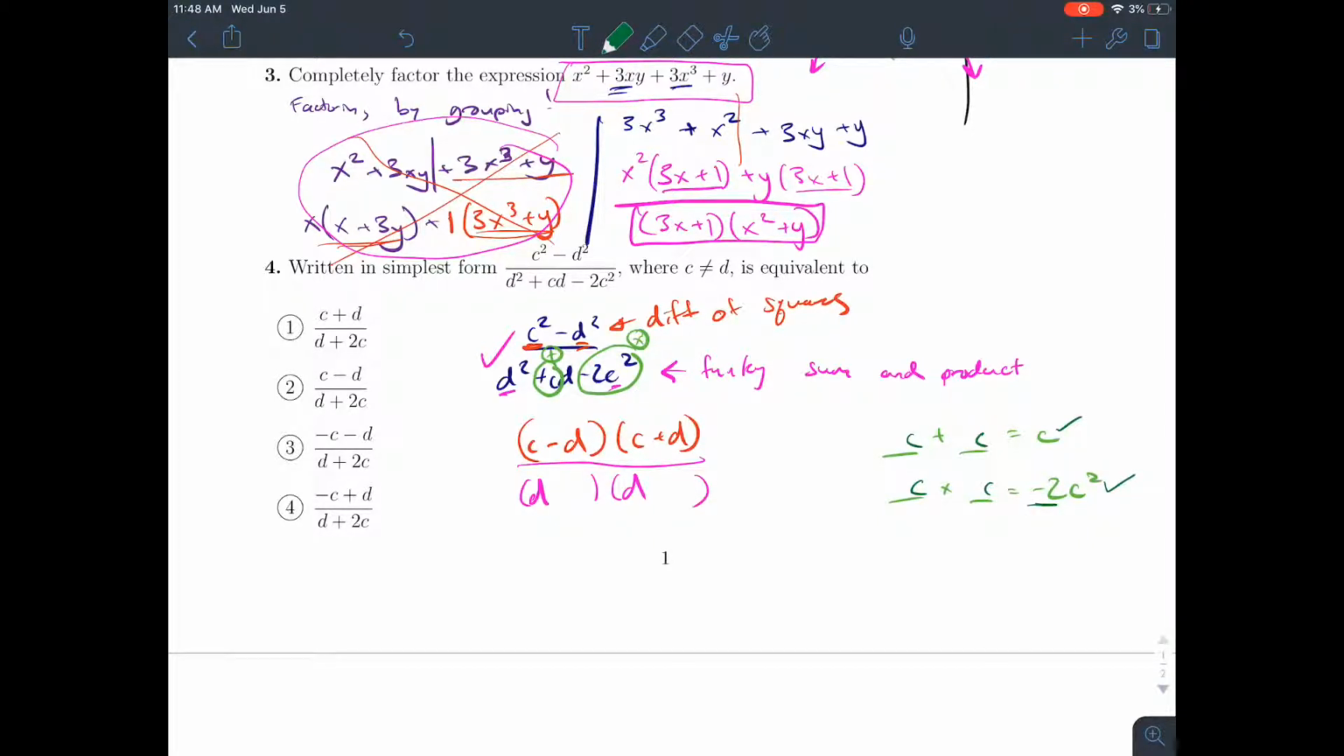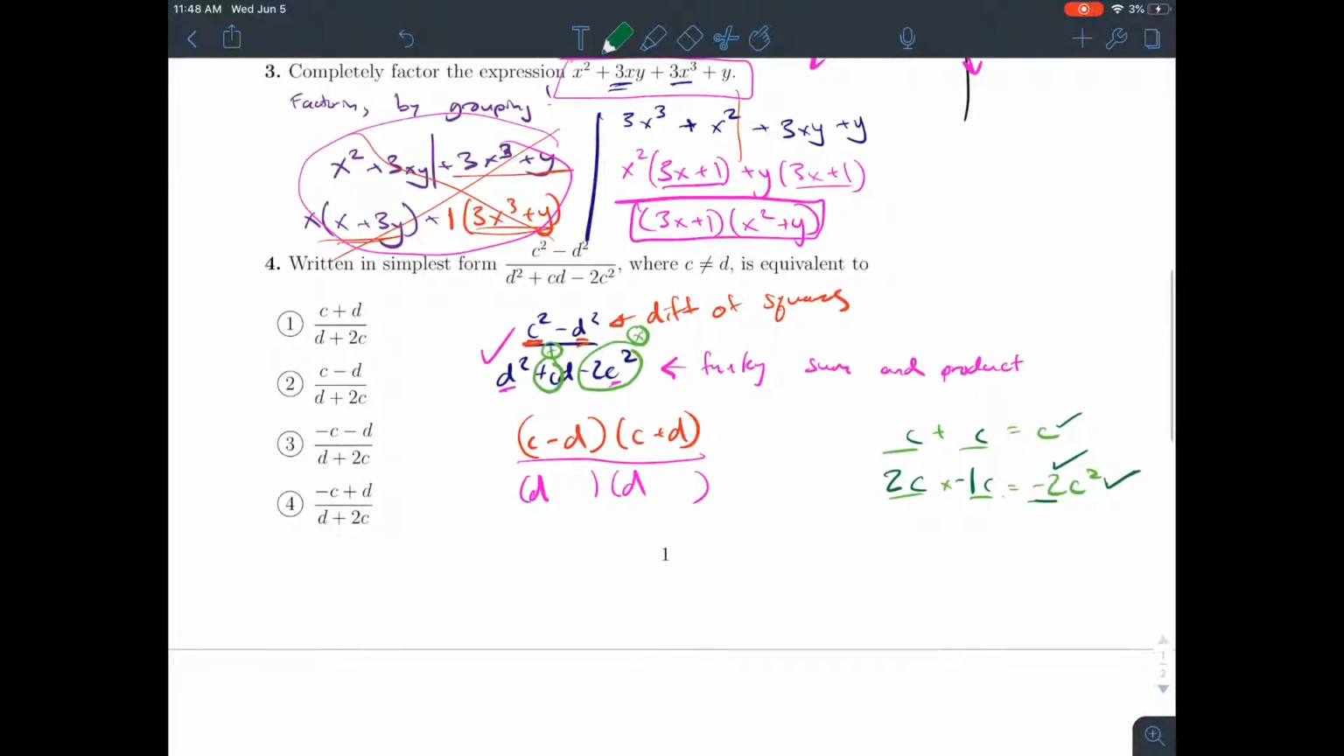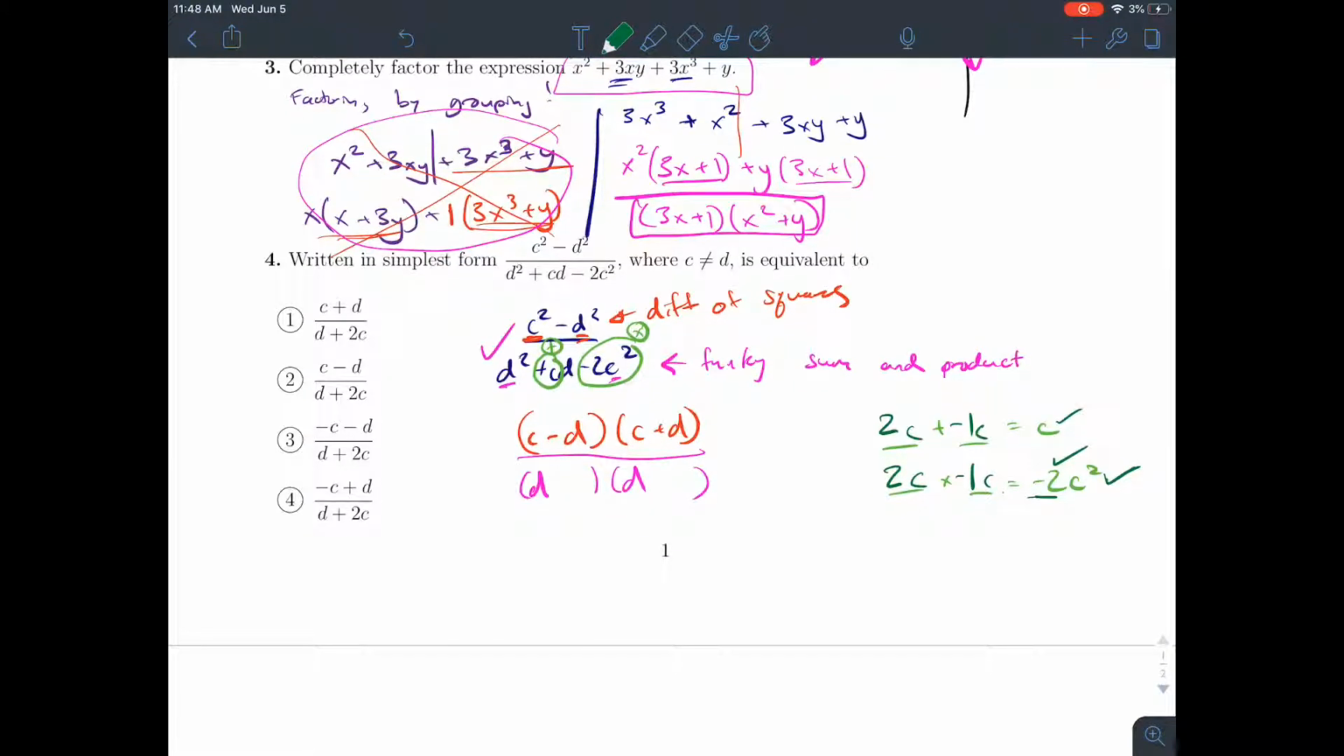Now, we're looking for two things that multiply to negative 2. So maybe 2c times negative 1c. 2 times negative 1 is negative 2. C times c is c squared. And that would mean 2 plus negative 1c here. And 2c plus negative 1c does give us c. So these are actually our sum and product numbers: plus 2c, and minus 1c.